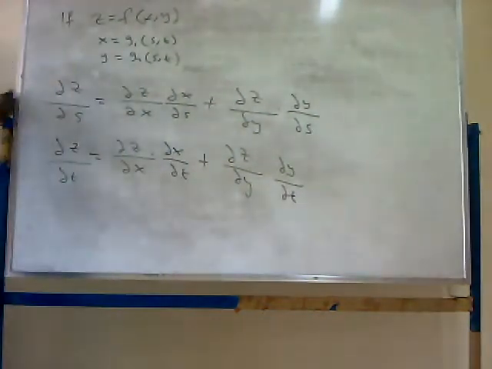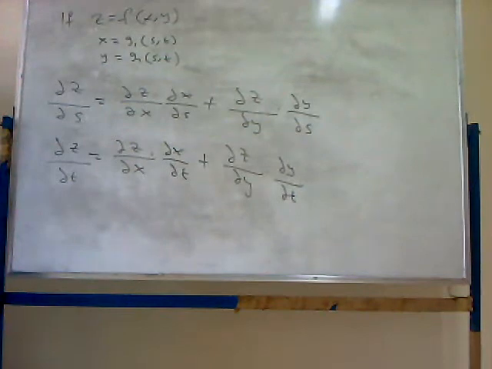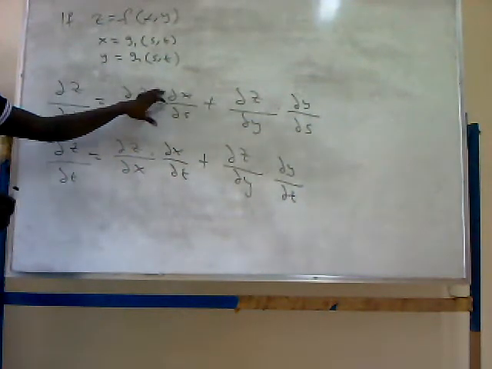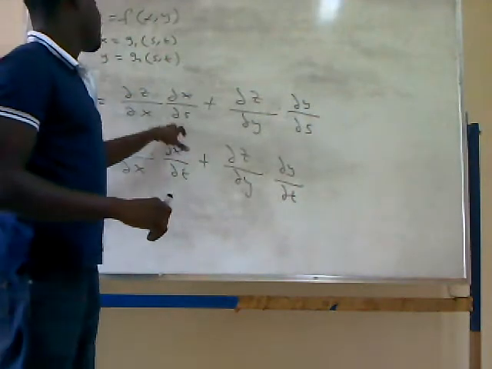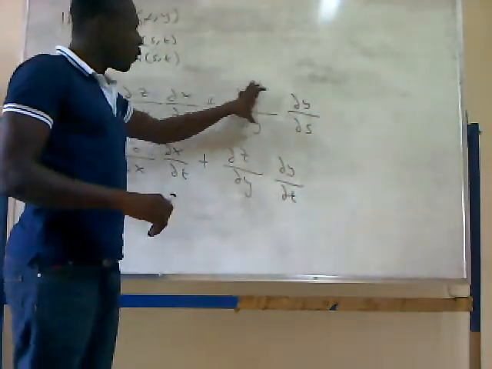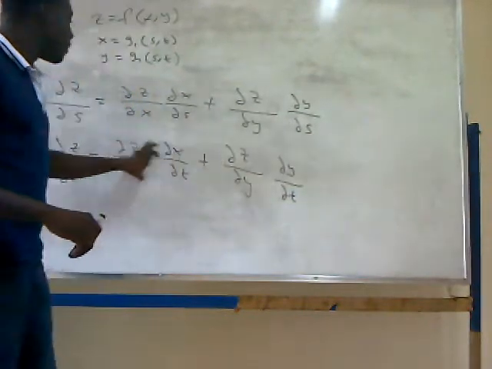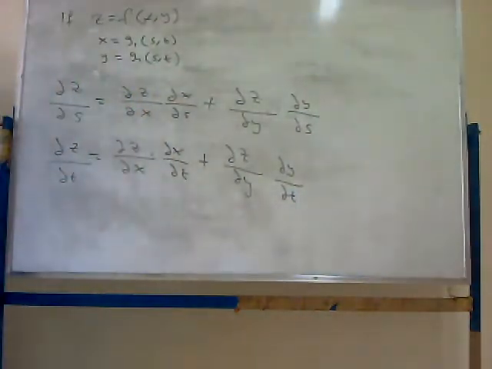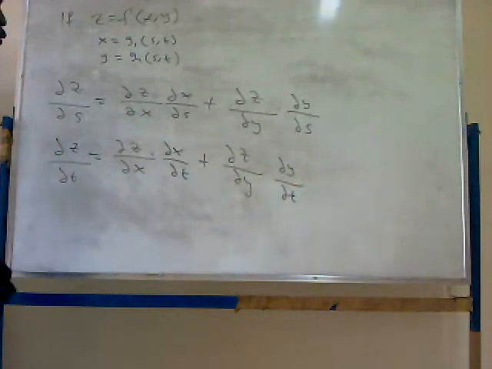Once you get a formula, you are fine. All we need is to go and look for the respective components. Del z del x, del x del s, plus we look for this, we look for that. We replace them where they're supposed to be, and we are cool. So we take an example.